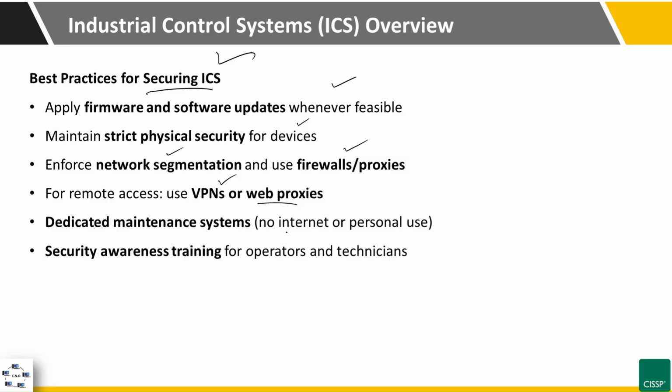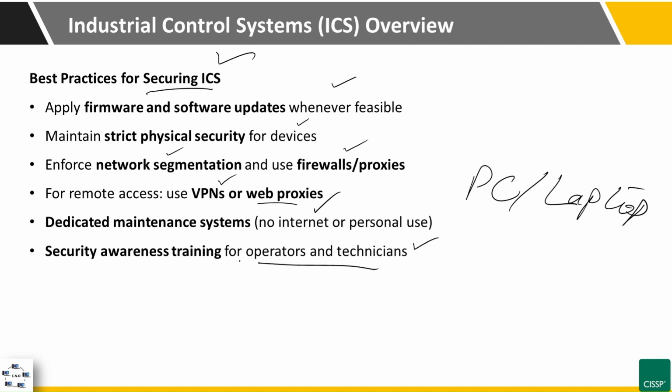So when no internet or personal use, the systems that are used for the maintenance, for example, the PC or laptops, should not be your personal system and should never be connected to the internet. Security awareness training for operators and technicians is an important one, because remember, humans are always the weakest link in the security chain.